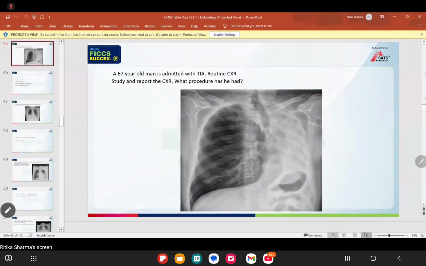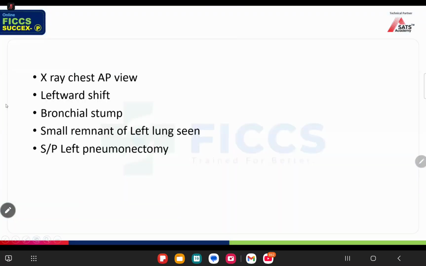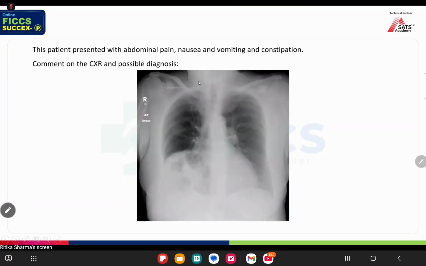Okay. So this is rightly said. You can see the bronchial stump and loss of lung volume. A small part is left, so it is a pneumonectomy. Because of that, the trachea is pulled towards the left side. Nothing related to TIA. It was just a routine X-ray. So chest X-ray, AP view, leftward shift, bronchial stump, small remnant of the left lung seen, and it is status post left pneumonectomy.